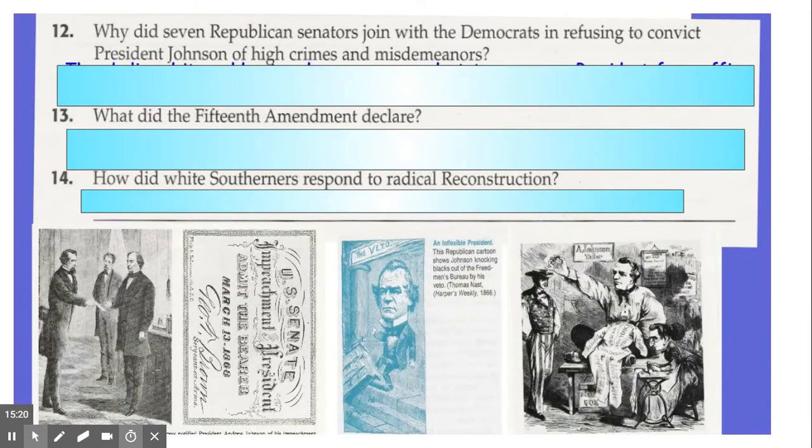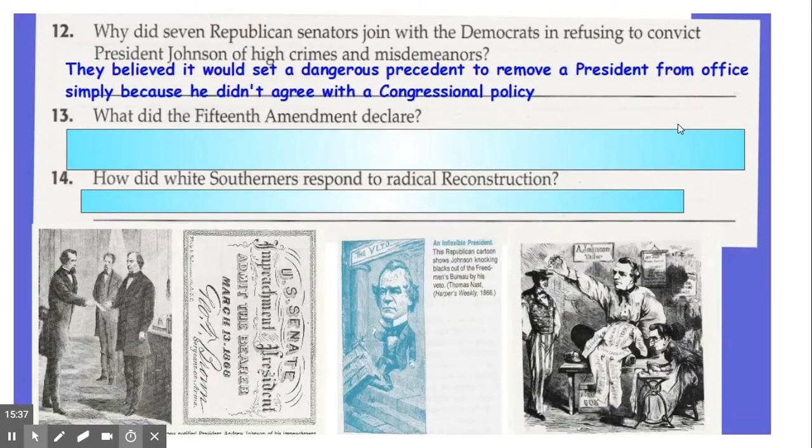So, number 12. Why did 7 Republican senators join the Democrats in refusing to convict President Johnson of high crimes and misdemeanors? It all goes back to this thing called the Tenure of Office Act. And I want to talk a little bit about that, but I am going to reveal what I have up here so you can kind of write as I talk.